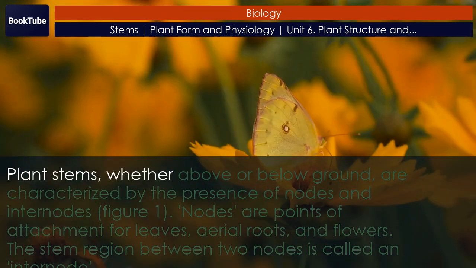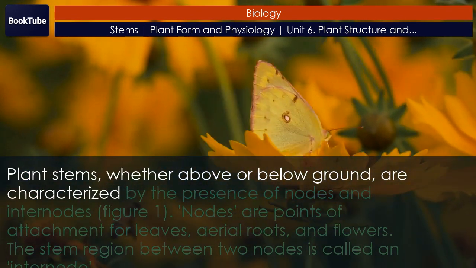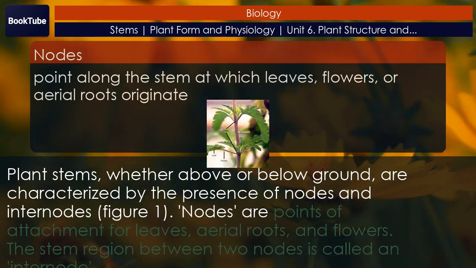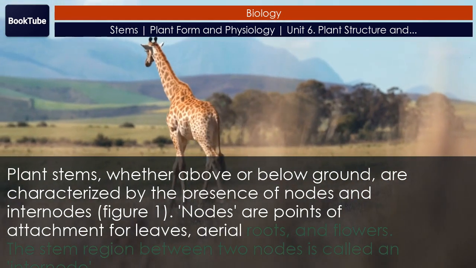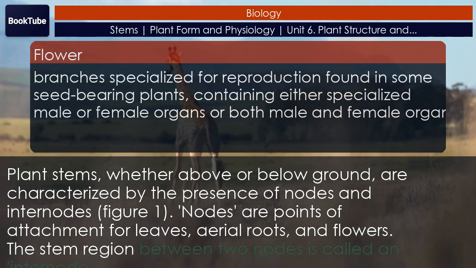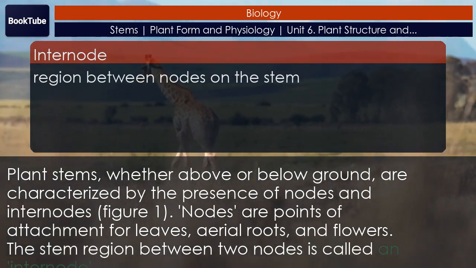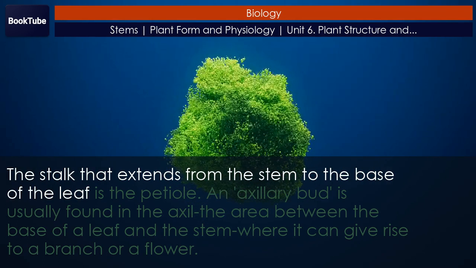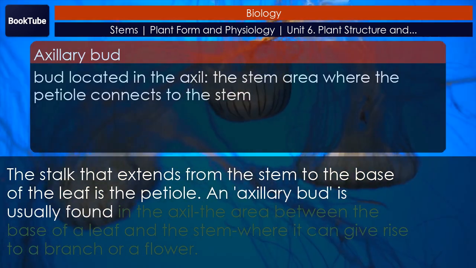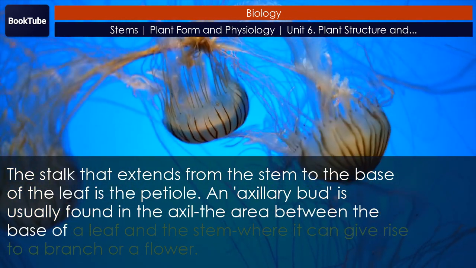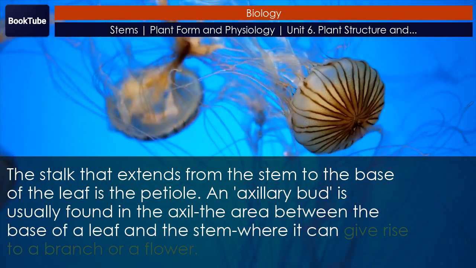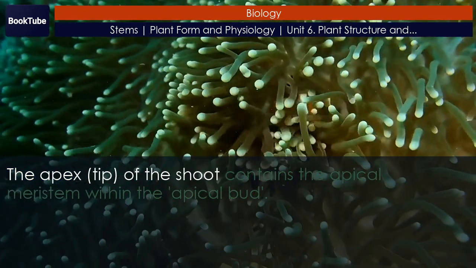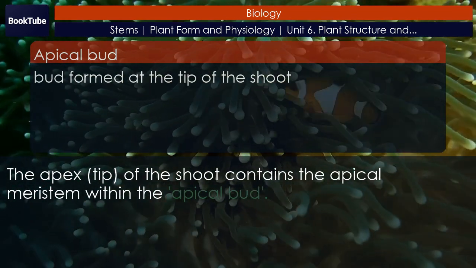Plant stems, whether above or below ground, are characterized by the presence of nodes and internodes. Figure 1. Nodes are points of attachment for leaves, aerial roots, and flowers. The stem region between two nodes is called an internode. The stalk that extends from the stem to the base of the leaf is the petiole. An axillary bud is usually found in the axil, the area between the base of a leaf and the stem where it can give rise to a branch or a flower. The apex tip of the shoot contains the apical meristem within the apical bud.